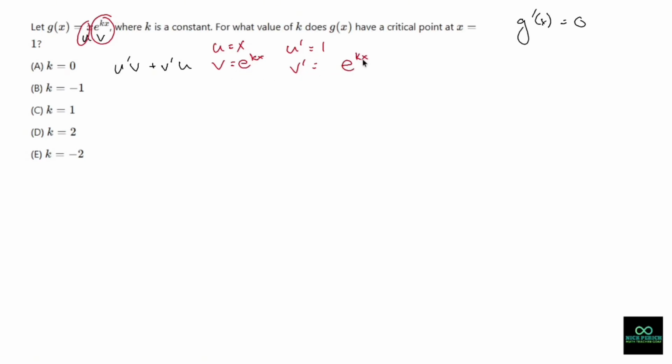Keep the inside, which is kx. But since k is a constant, multiplying everything by the derivative of the inside would be like taking the derivative of 2x or 4x, which is 2 or 4, or in this case, k. So now g prime of x is going to equal u prime v, so 1 times e to the kx, plus v prime, so k e to the kx, times u, which is x. So let's clean this up a bit.